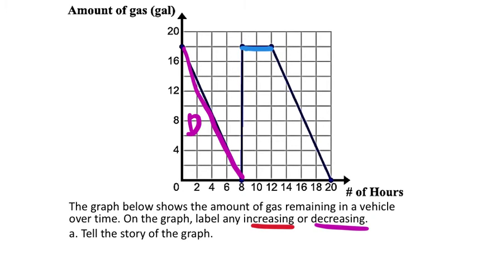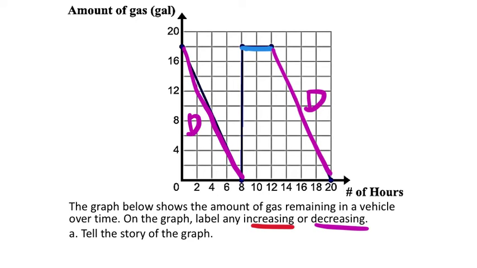But then, see, it's going to decrease again. Not only did it decrease here, but it decreased at the same rate. So however they're using the gas, they're using it at the same rate as this one. How do we know that? Because the slopes are the same, right? But that part right there is decreasing.